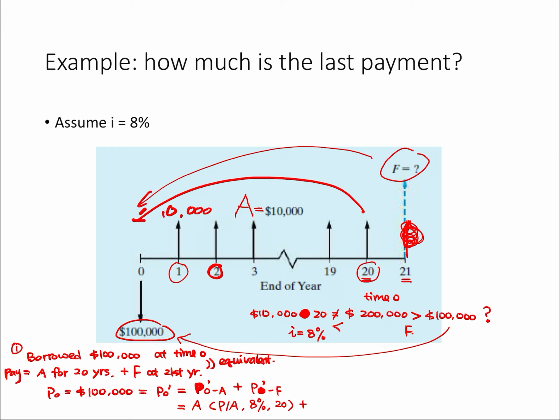Plus another cash flow conversion from the future cash flow. So you want to find the present value of that future value at interest rate 8%, number of years, because that's in the year 21. So you have to jump 21 times to the present. So it's 21. Okay? And now let's calculate.